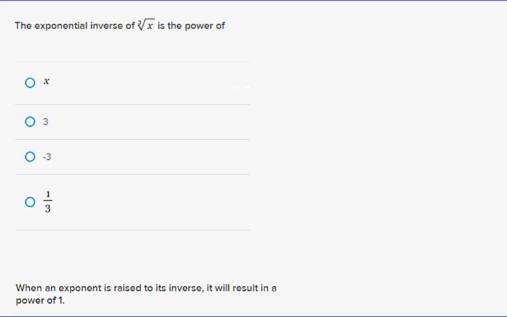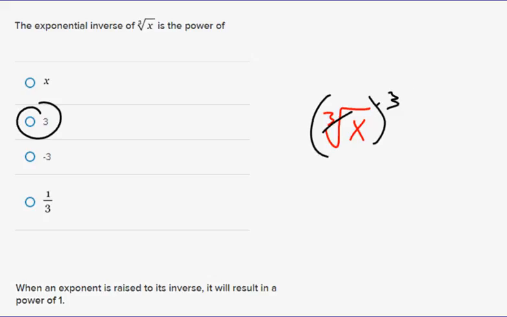So, just to recap here, I have a couple of questions. So the exponential inverse, the inverse of the cube root of x, would be the power of what? So what power would I have to raise this to, sorry, to undo the cube root of x and just get it to x? It'll be the power of 3. So remember, if you raise it to the power of 3, that'll cancel those out, and you're just left with x.